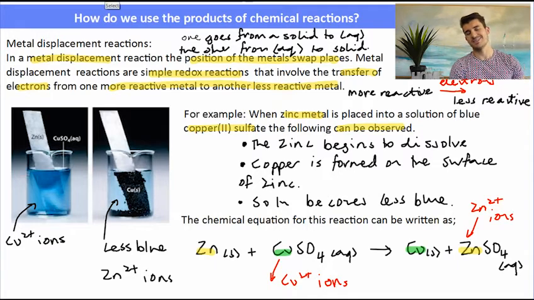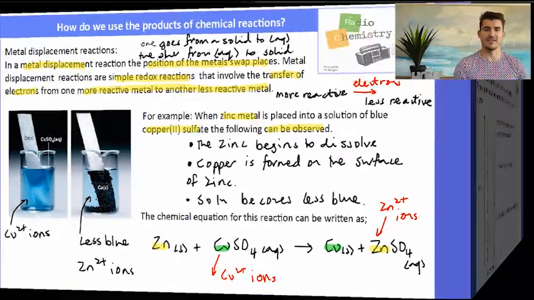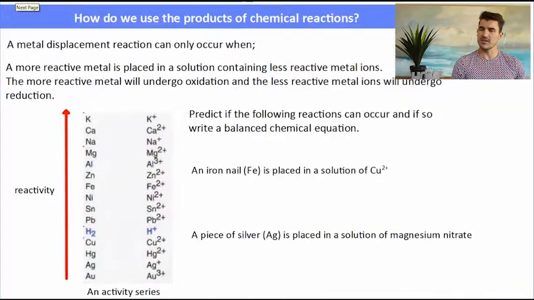Okay, now we need to look at what's called a reactivity series. A metal displacement reaction can only occur when a more reactive metal is placed into a solution containing less reactive metal ions. The more reactive metal will undergo oxidation and lose electrons, and the less reactive metal will undergo reduction and gain electrons from the more reactive metal.